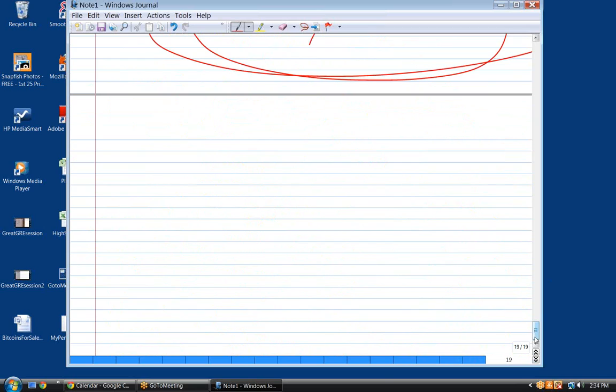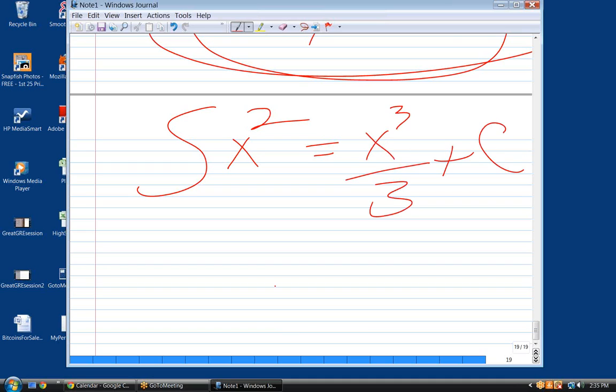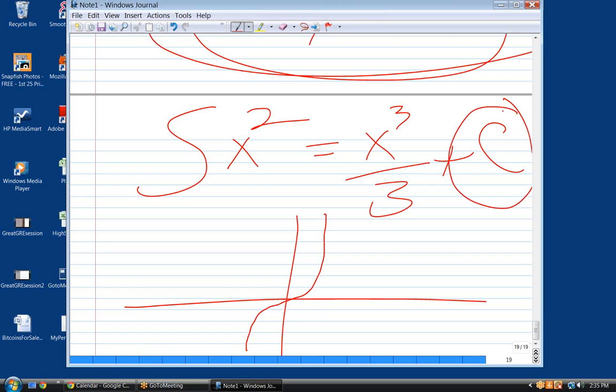All right, let's talk about slope curves for a second. Do you know what I'm talking about when I say that? Slope curve? In other words, if we had the integral of x squared, what's that equal to? x to the third over 3 plus c. If I were to graph that, I would get something that looked like that, except the plus c represents a vertical shift, right?